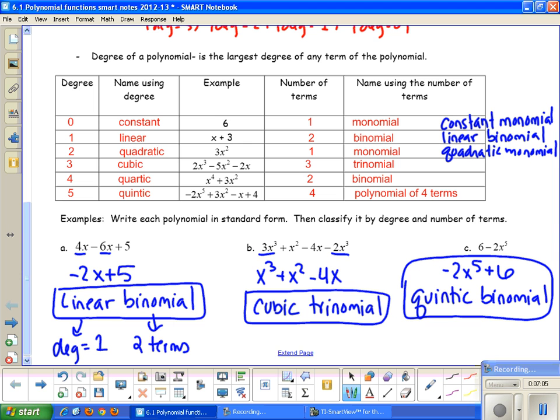Now for these, if I wanted to also look at what the leading coefficient was, which we didn't ask, the leading coefficient for A would be negative 2. The leading coefficient for B would be 1 if it's not there. Well, it's not imaginary, but it's there, we just don't write it, is what I should say. And then the leading coefficient here would also be negative 2.